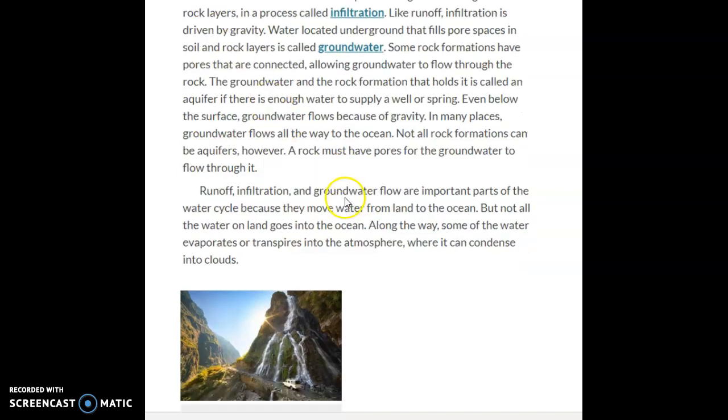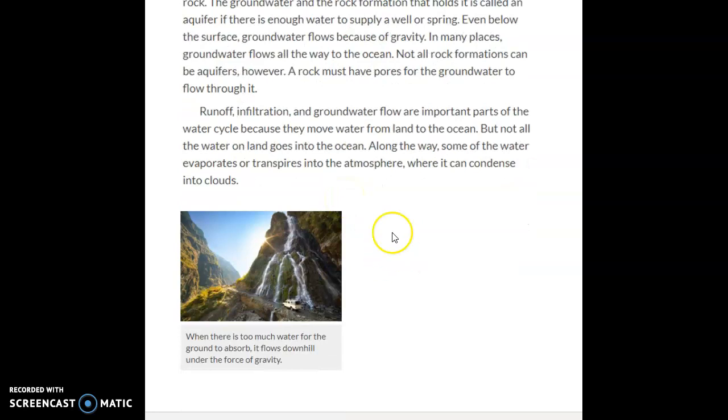I'm going to scroll down just a tiny bit on this picture so we can see a little more clearly. This is a pretty big river of water coming down here because you can see this car for comparison. I don't know what kind of car that is. It's a little far for me to see, but it looks like maybe something like a Range Rover. And we've got this big waterfall coming down. It says when there is too much water for the ground to absorb, it flows downhill under the force of gravity, giving us waterfalls and rivers.